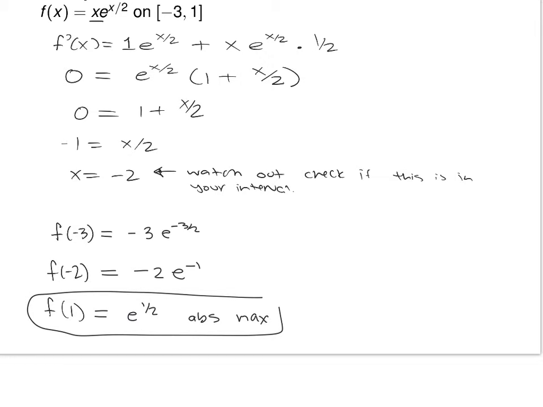The question is, which is smaller? And I actually don't think this is a great question for telling without using a calculator. So the first one is about -0.669. This one is about -0.736. They're pretty close together, so this is the absolute min.